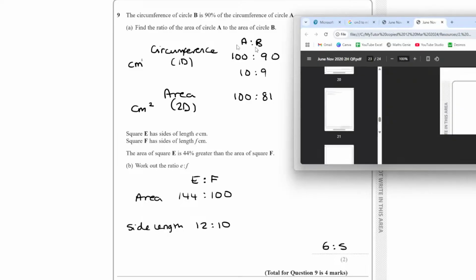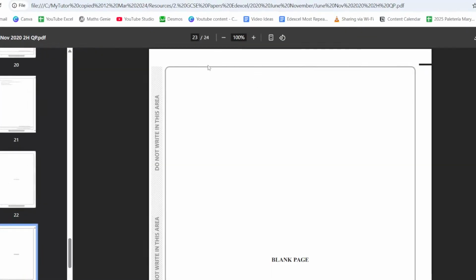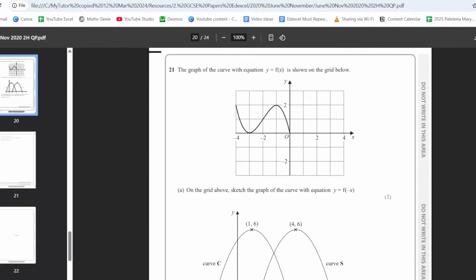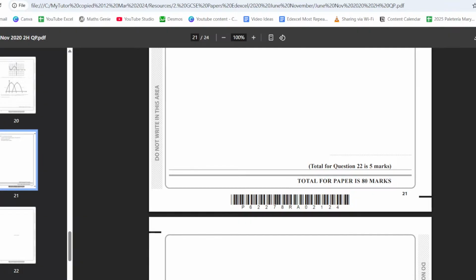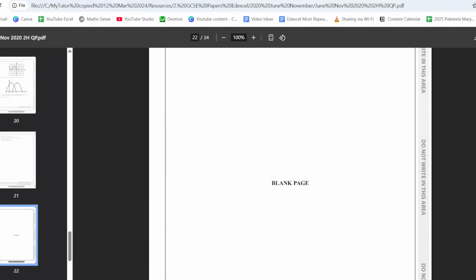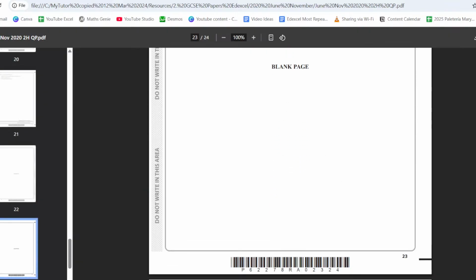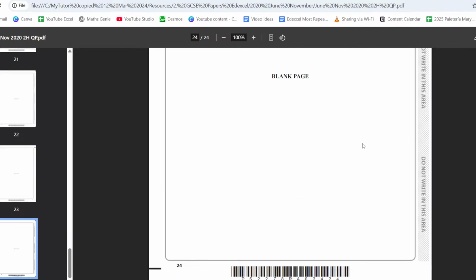So like this one, for example, this is a different paper. This is your last question, right? It says total, that's the end of it. This blank page, you're not supposed to write on this. It's not there for extra writing.